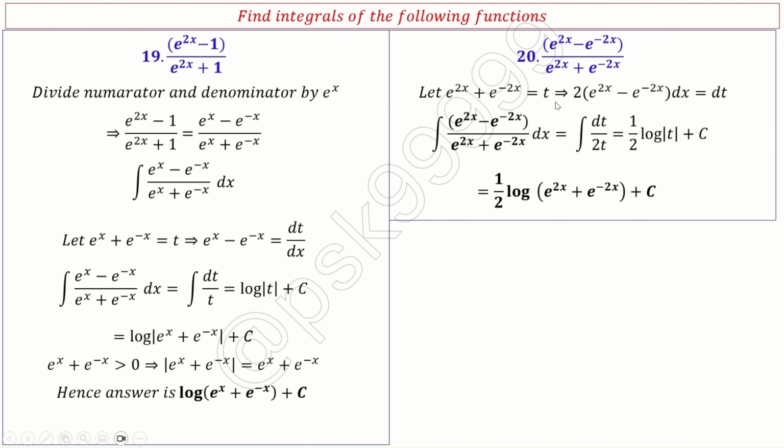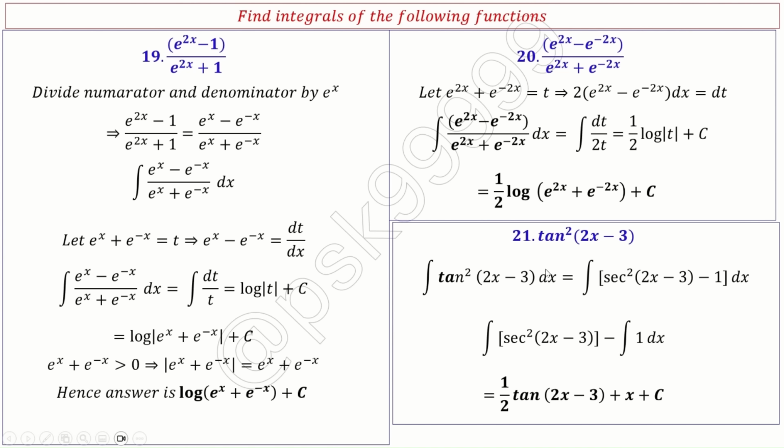Yeah, this is also similar to that. You can use e to the power of 2x plus e to the power of minus 2x as t, then dx by t is what you get. Okay, so this is straightforward, you can do it yourself.